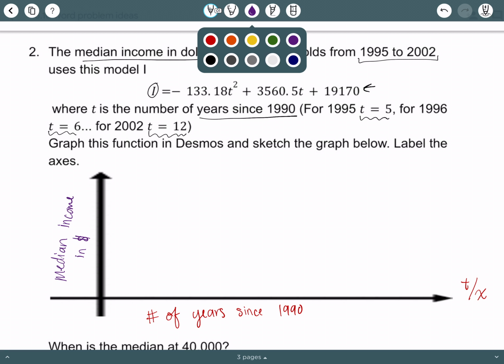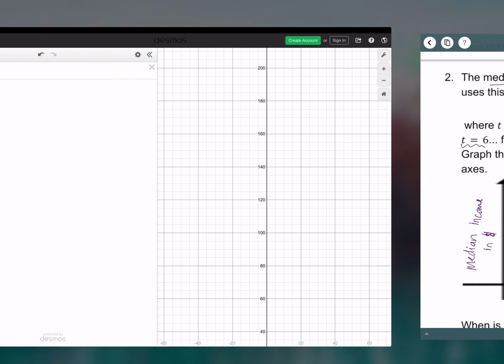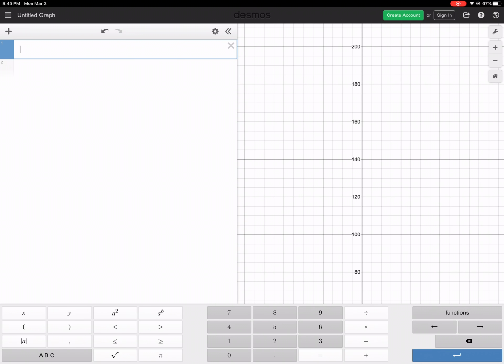So whenever we graph this, we don't have to have a good picture right now. We just have to have a rough sketch. I know it's going to be an upside down frowny face parabola because it has a leading coefficient that is negative. And then I can take this information that I have and plug it into Desmos.